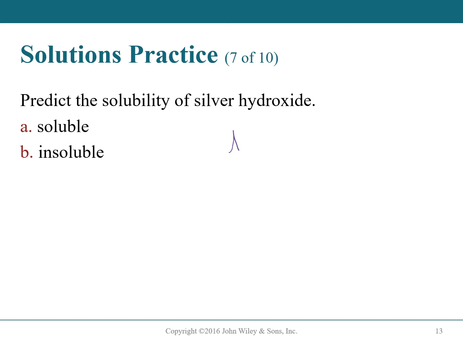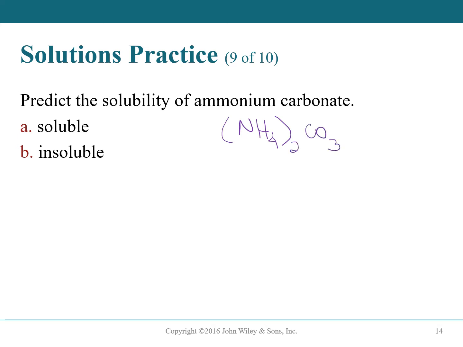Silver hydroxide. Hydroxides tend to be insoluble. This is not ammonium, and this is not a group 1A metal cation, so it's going to be insoluble. Okay, ammonium carbonate. I think we already did something like this, but with ammonium, it's always soluble.